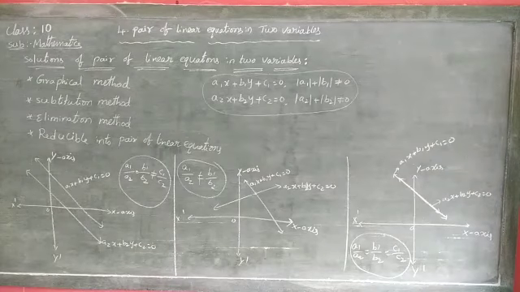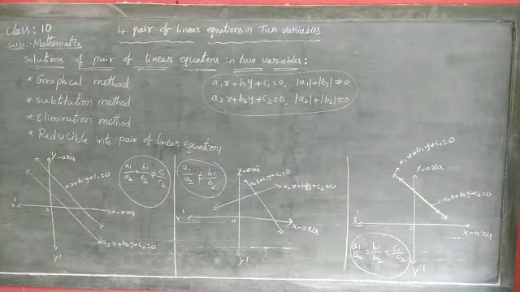In our exercise 4.1, in the second Roman, he has given some sums related to finding the solution by using the graphical method only, not by using the substitution method or elimination method. He asked for the graphical method, so you have to find the solution particularly by the graphical method. Before that, he asked: check whether the following equations are consistent or inconsistent, and solve them graphically.